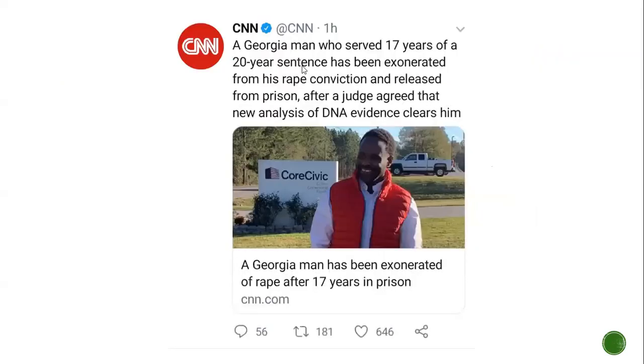Okay? Another example, we have a Georgia man who served 17 years of a 20-year sentence, has been exonerated from his rape conviction and released from prison.